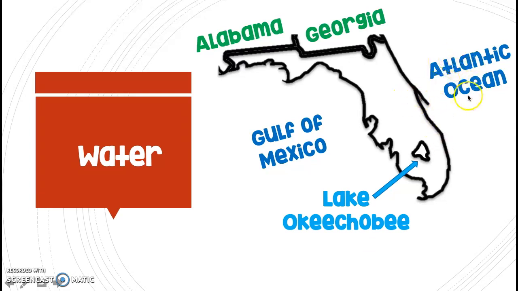Now, it's not an ocean and it's not a gulf, but it is a lake, and it's a really big lake. Lake Okeechobee is important because a lot of people like to go there to vacation. And you can go on the boat on the lake, you can go jet skiing on the lake, you can do lots of fun things on the lake. So Lake Okeechobee is important to our state.